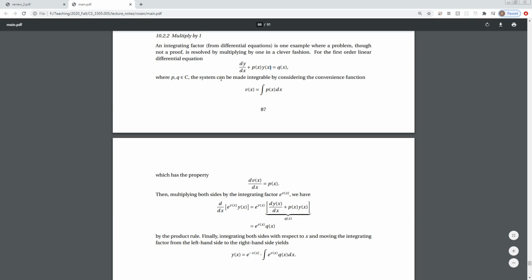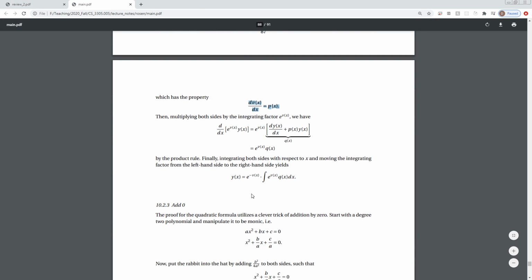One clever way of doing it is constructing this v of x, which is equal to the integral of p of x dx. Specifically, using the fundamental theorem of calculus, the derivative of this is equal to p of x. So if you take the derivative of both sides, then you cancel out the integral over here, you get a derivative over here, and you get p of x over here, which was over here, right? So then, yeah, like that.